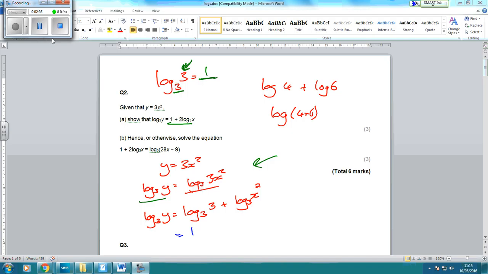And then we can do what we said earlier about bringing this power down, because it's only the x that's being raised to the power. So that's going to be 2 log to the base 3 of x, and that equals log to the base 3 of y. And then that gives us what we have here. It says, hence or otherwise, solve this equation here.